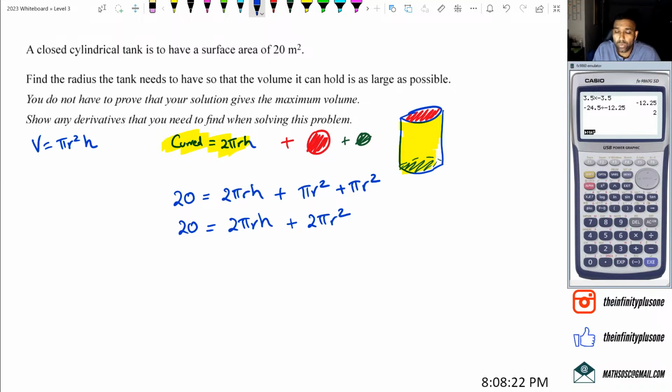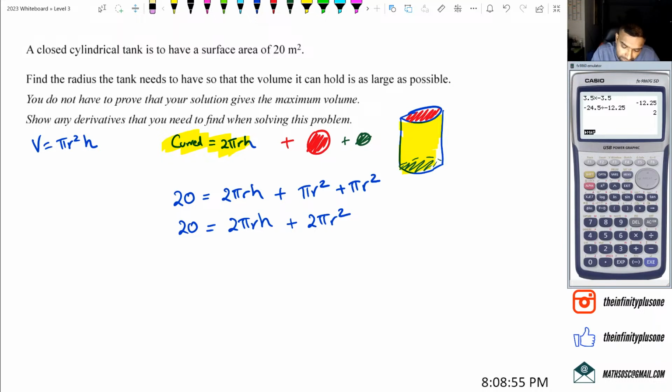Really what we need to do here is differentiate volume, put it equal to 0, and solve for whatever variable you're differentiating by. Now the problem is when we look at this equation, we can't differentiate it straight away. With optimization questions, I'm almost 100% sure that you will have to substitute something to get rid of one of the letters.